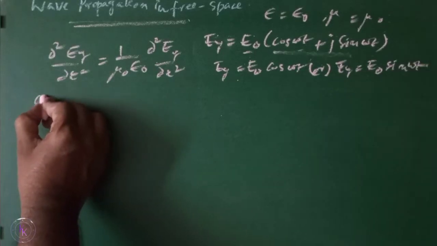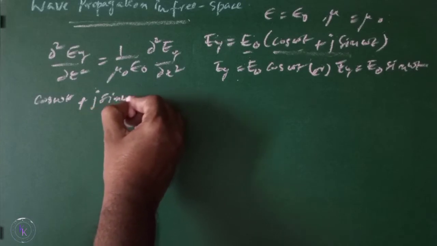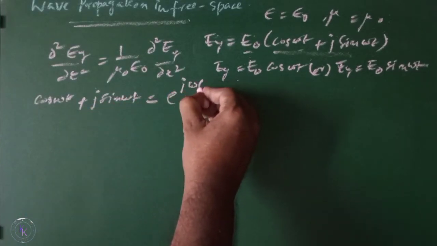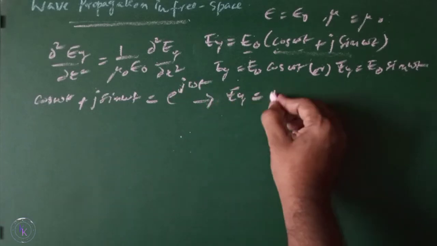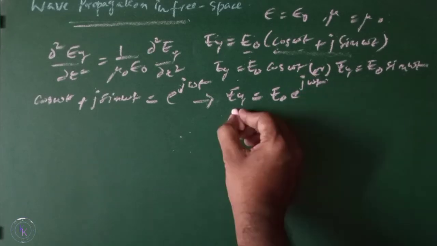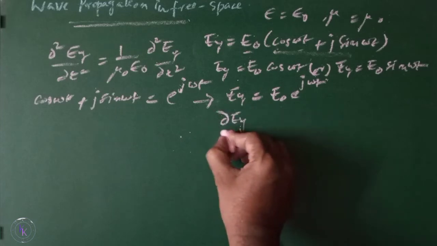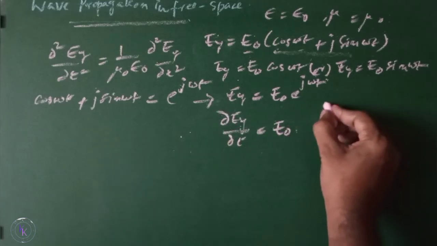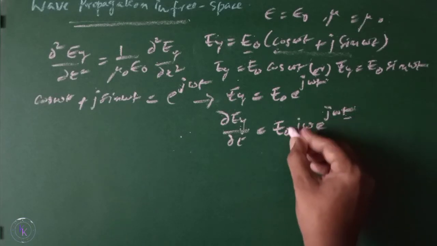We have that cos omega t plus j sin omega t equals e to the power of j omega t. We can write this as Ey equals E naught e to the power of j omega t. Differentiating with respect to t, ∂Ey/∂t equals E naught e^(j omega t) times j omega.